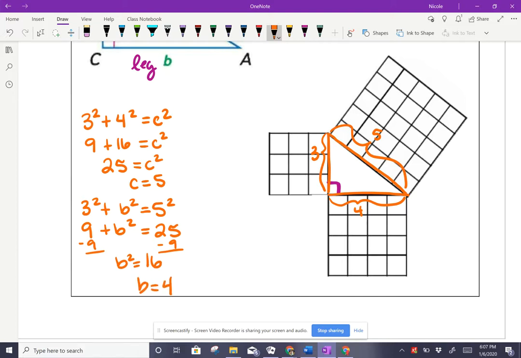So Pythagorean theorem works if you have one leg and the hypotenuse, or if you have two legs and you're trying to find the hypotenuse. It works both ways. You just have to make sure that you're adding or subtracting correctly.